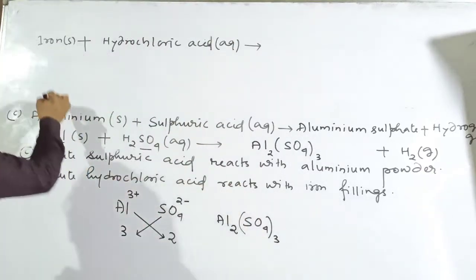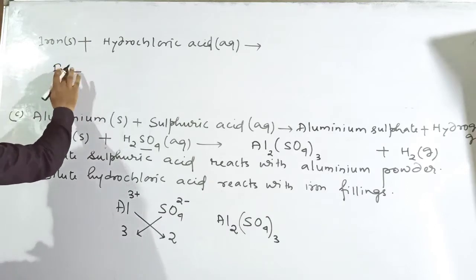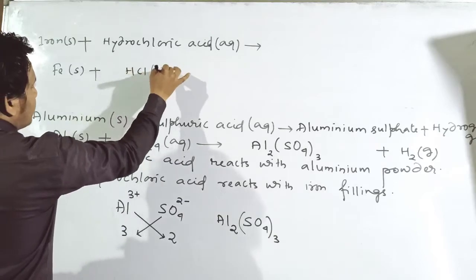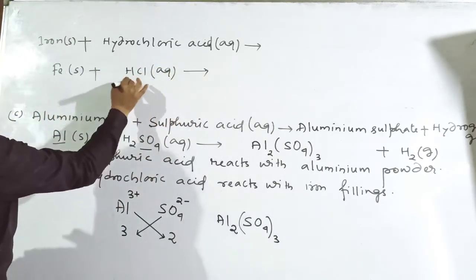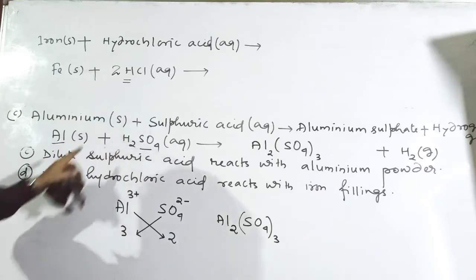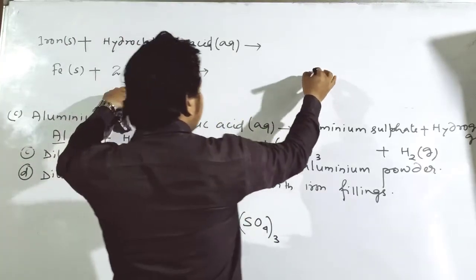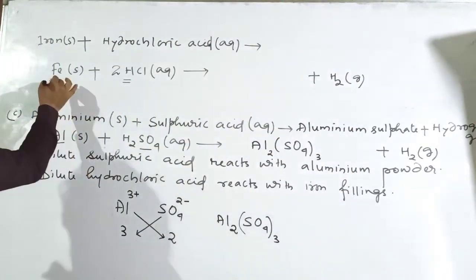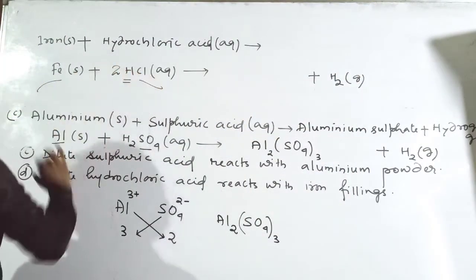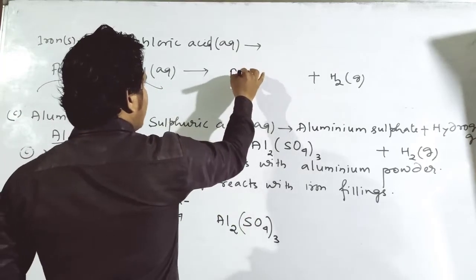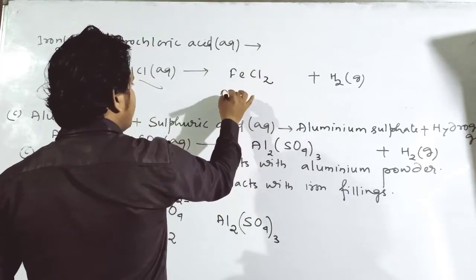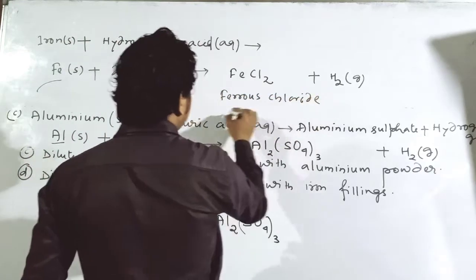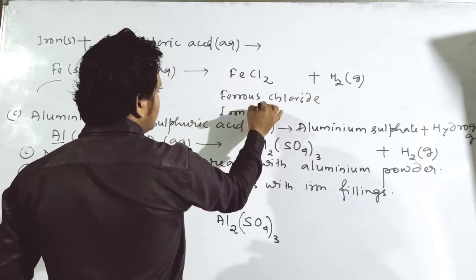Now check. Iron Fe, iron is solid. Hydrochloric acid HCl, aqueous. Now the product will be hydrogen gas. Take 2 times. So H2 hydrogen gas will evolve along with, what is the salt? FeCl2. Ferrous chloride. Or you can say that it is iron 2 chloride.